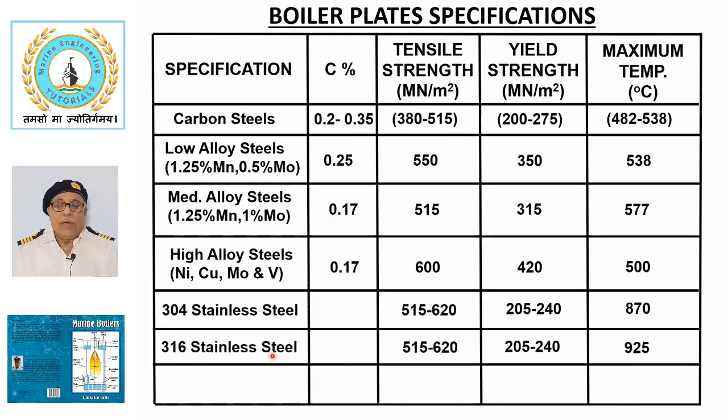316 stainless steel. 316 stainless steel with 17% chromium, 12% nickel, and 3% molybdenum is known for its enhanced corrosion resistance, especially in more aggressive environments, and provides average yield strength of 225 meganewton per meter square at maximum temperature of 925 degrees Celsius.